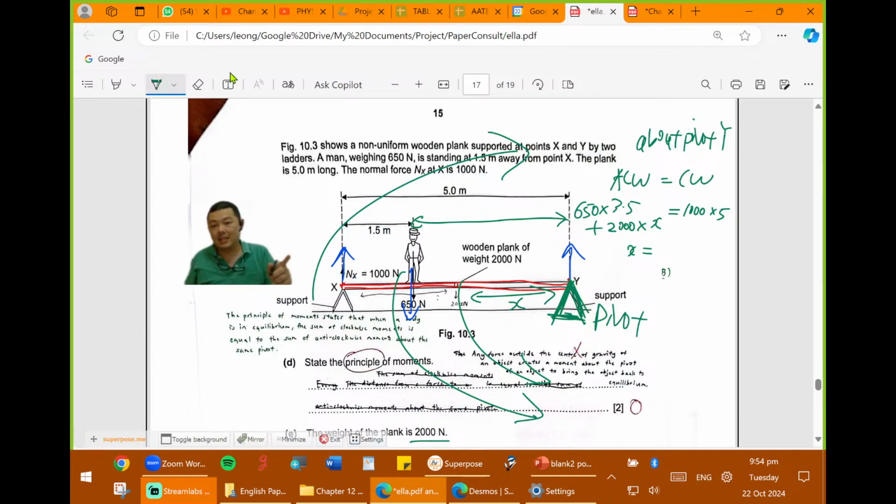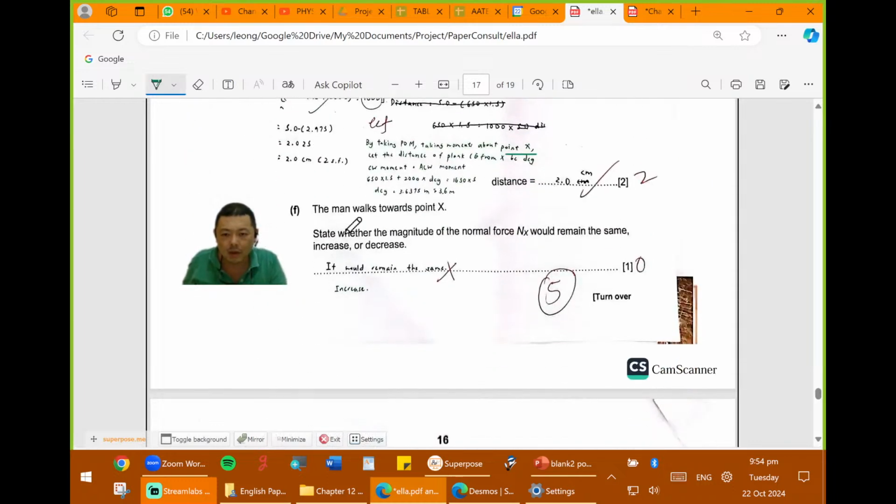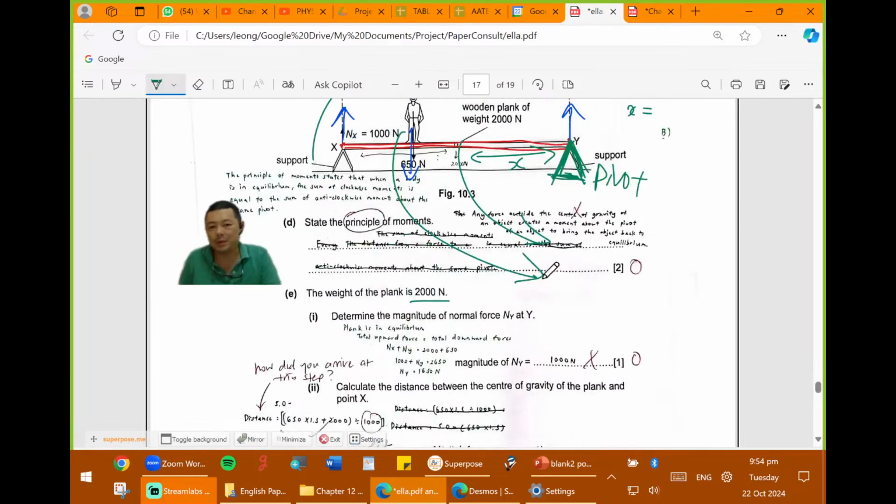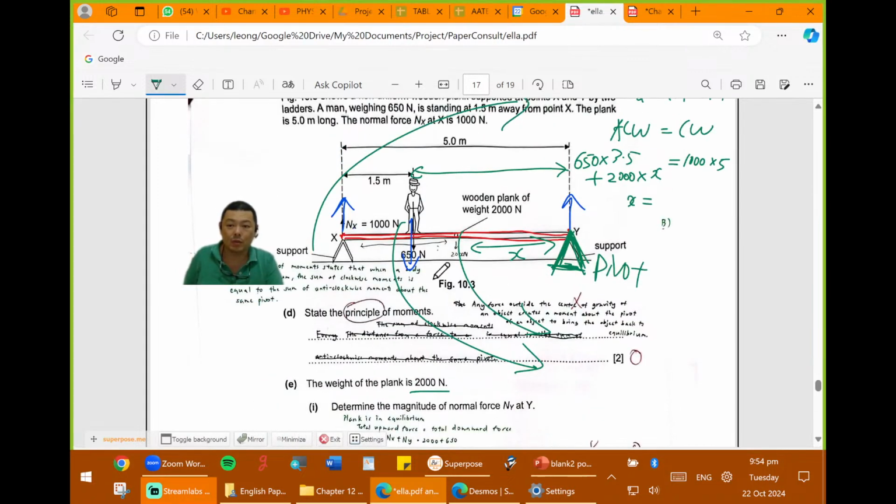But that will be the distance of the weight from pivot y. What do they want though? They want you to find from x. I mean, that's the reason why your teacher went to find from point x. But I'm just showing you that it doesn't matter where you take the pivot from.